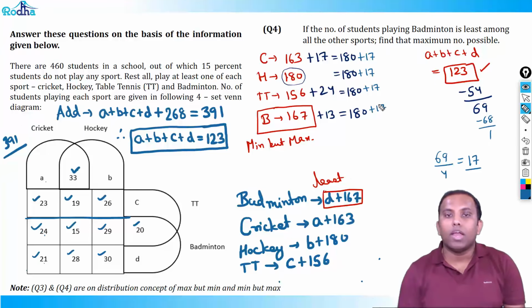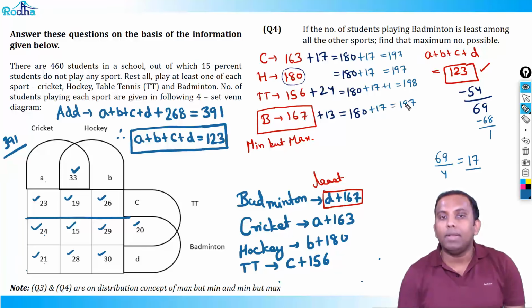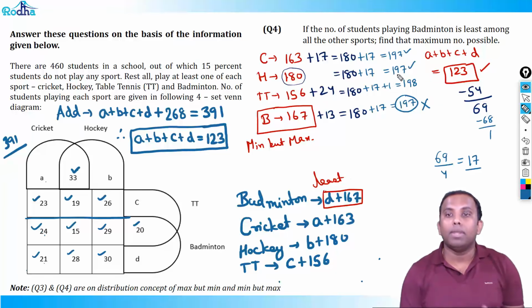That one you have to give to anyone, but still B is 197, T is 198, or anyone like H is 197 and C is 197. So you can see badminton is not minimum here, because others also have got 197 and 197 chocolates. Badminton is not minimum here.